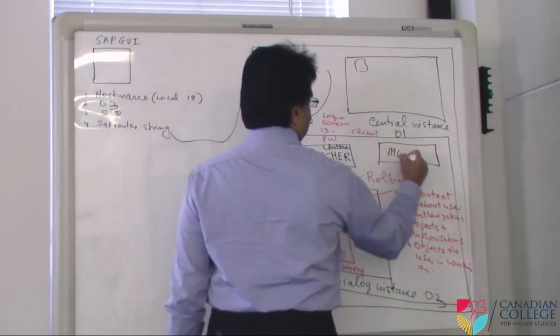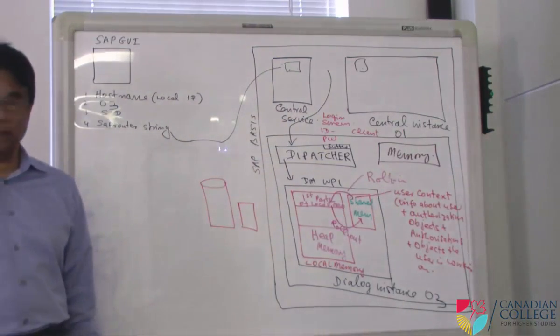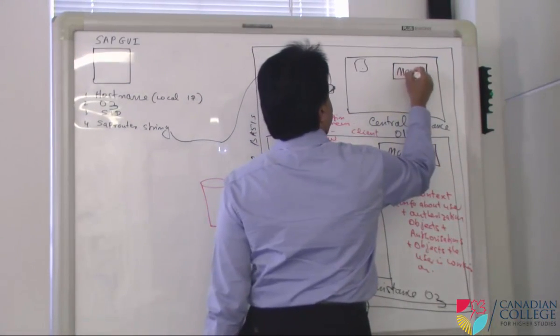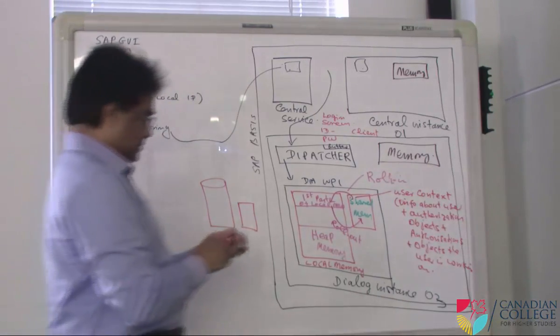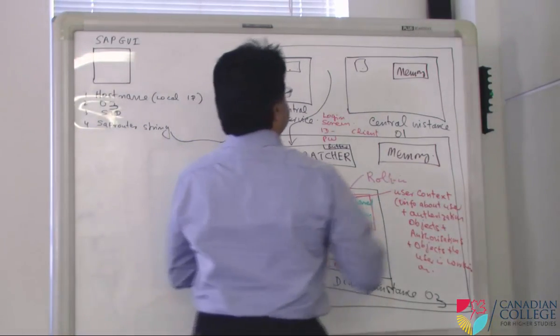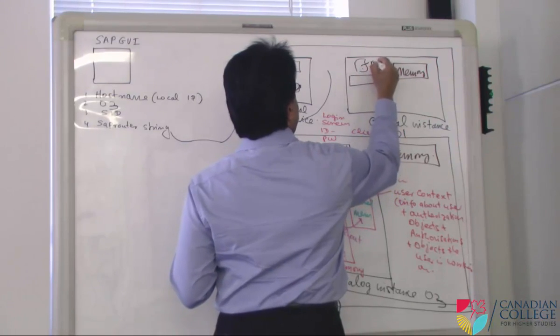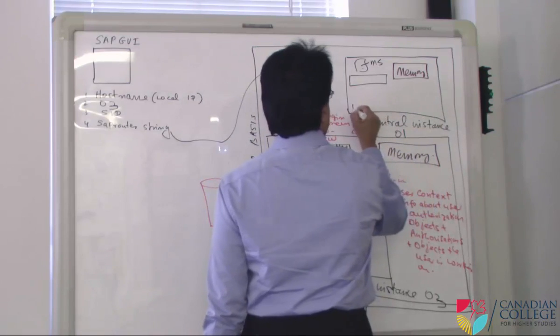So I have a memory area for this. This is a memory area which is drawn very small, but that occupies more space. And we have memory here also. So every instance should have memory. Every instance should have a dispatcher. But only the central instance has the message service. Only the central instance has the NQ work process.